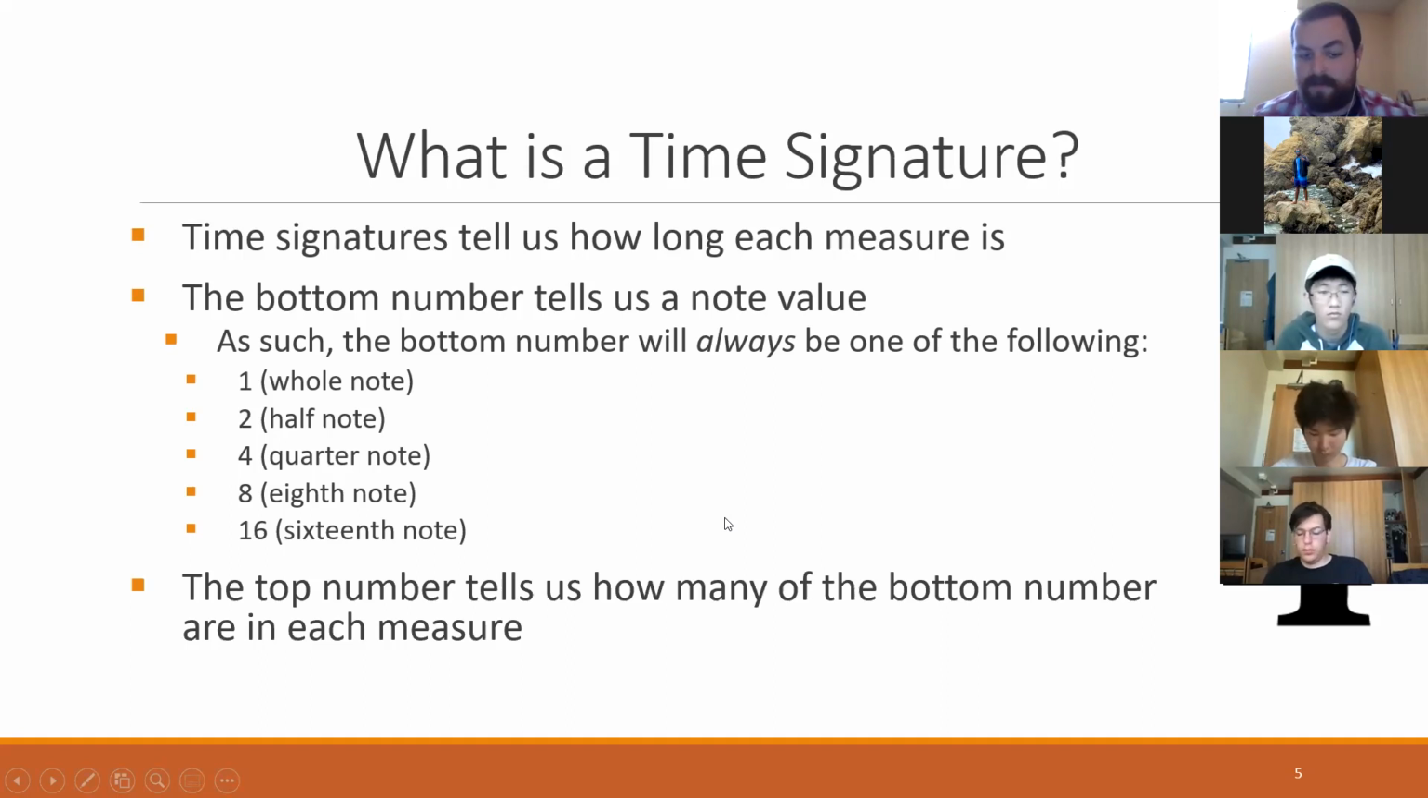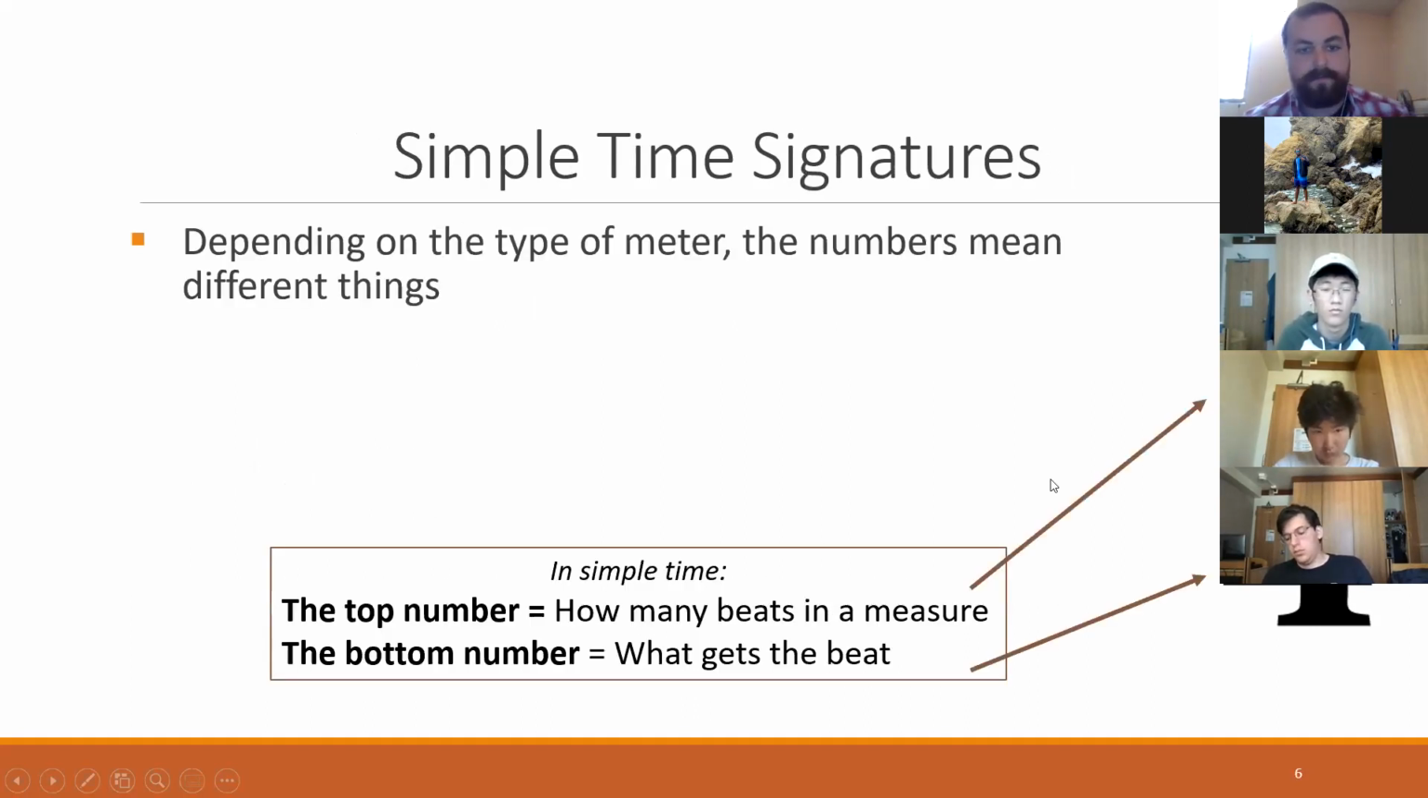The top number simply tells us how many of the bottom number are in each measure. If the bottom number is a quarter note, there are 4 quarter notes in each measure. This is true for when we get into compound time tomorrow too, even though compound time is different for reasons we'll talk about. This is true of all time signatures. The bottom number tells us a note value, and the top number tells us how many of those are between bar lines. So depending on the type of meter, the numbers mean different things.